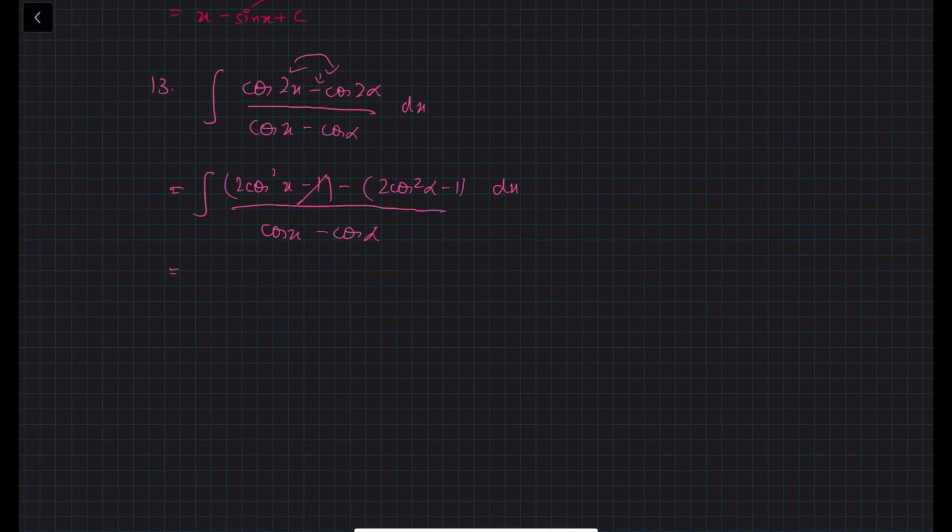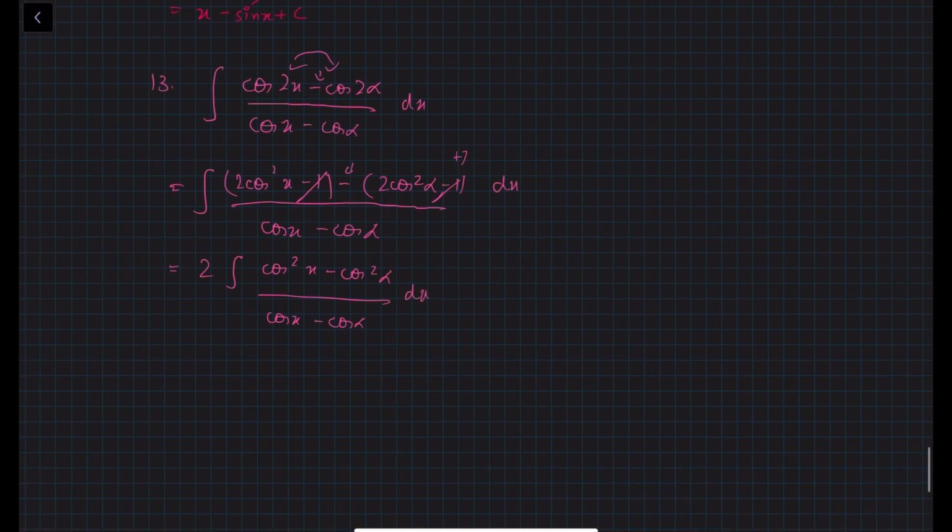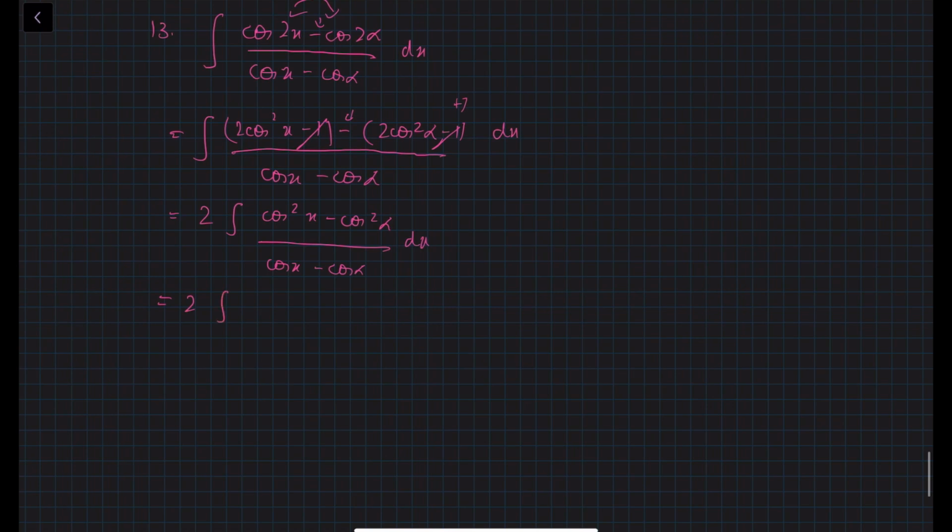Now that one and that one cancel out since there's a minus in between, so that becomes a plus 1, and it cancels out with the minus 1, and we just have a 2 cosine squared x minus 2 cosine squared alpha. So the 2 is common, therefore it's outside. This becomes cosine squared x minus cosine squared alpha over cosine x minus cosine alpha dx. And now again we're gonna use the difference of squares to factorize this out.